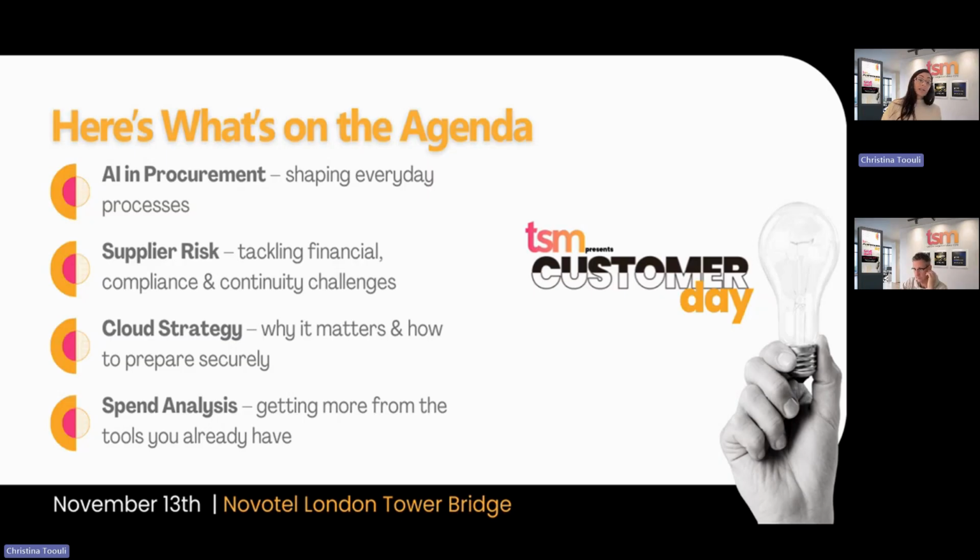Risks, obviously, we've had lots of conversations about risks within business, and I think some of the things we've touched on today really highlight that. Cloud strategies and spend analysis reporting, that's a key topic. It's at the Novotel Hotel in London. So if you haven't registered, please feel free to. If you don't know how, reach out and let us know, and we can send you a link to register, or you can just contact your account manager.